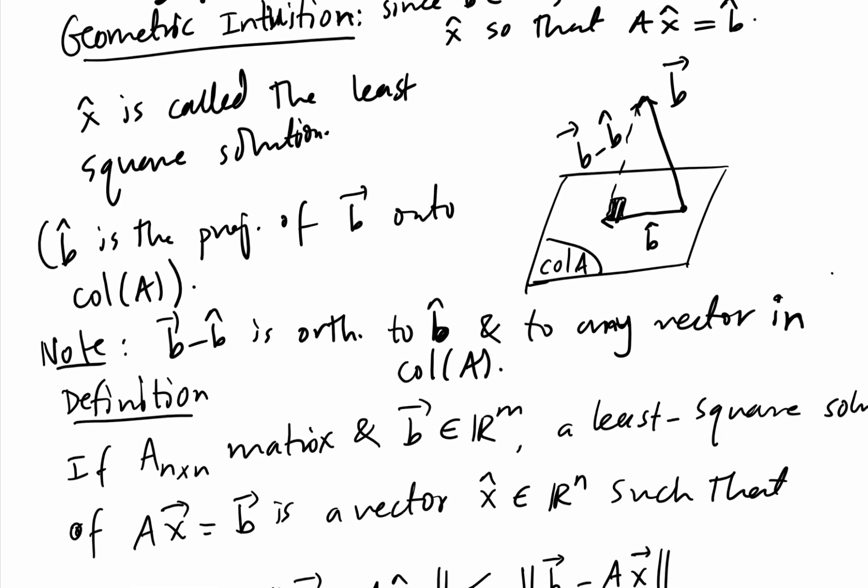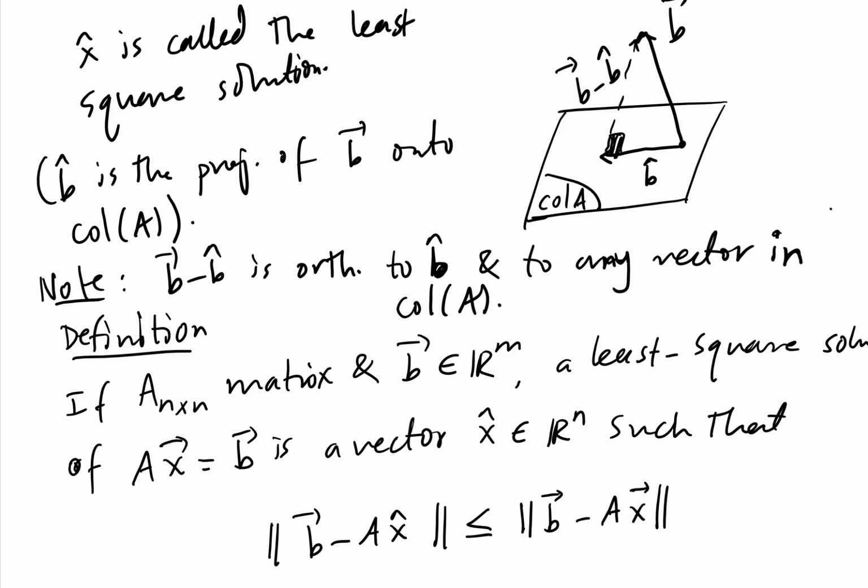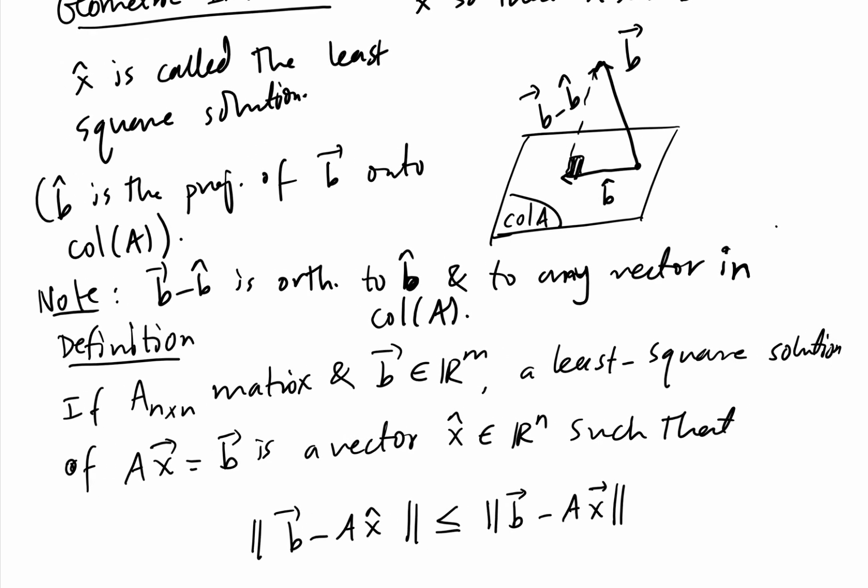So we start here by introducing a definition just to give you an idea. If we have an m by n matrix A, and b is in Rm, a least square solution of Ax equals b is a vector x hat in Rn, so that the distance between b and Ax hat is less than or equal to the distance between b and Ax. This is the shortest distance.